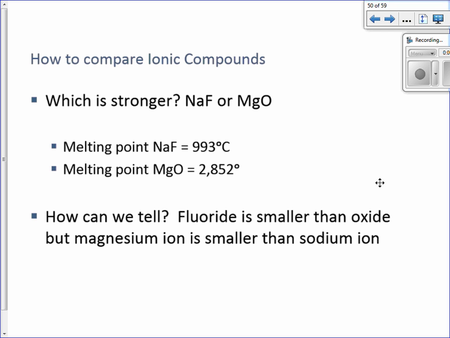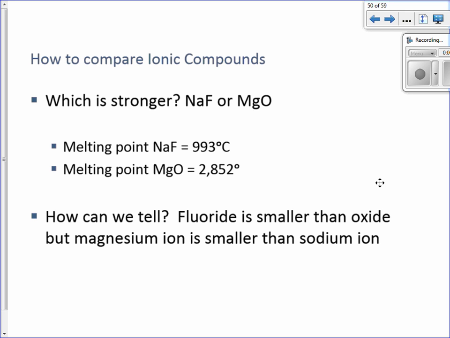Now let's look at this guy. Whoa, big difference. Look at that melting point of magnesium oxide: 2852. That's pretty strong in terms of its strength and holding it together.